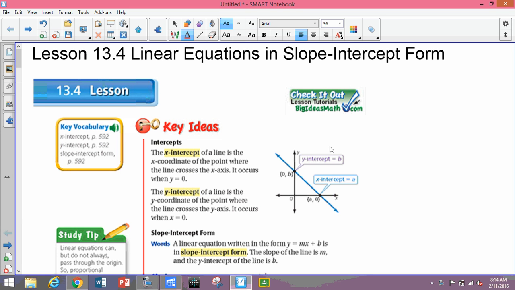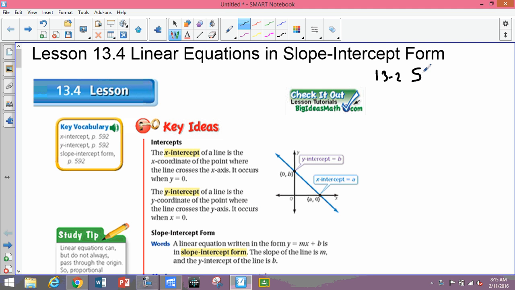Okay, this lesson today is 13.4, linear equations in slope-intercept form. It's actually going to cover more than that probably. We're going to be looking at lesson 13.2, or parts of 13.2, and 13.2 is called, I don't remember off the top of my head, I want to check, it's called slope of a line. So I'm not spending time on that.